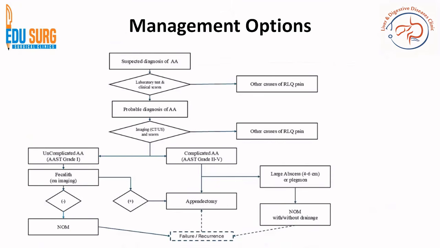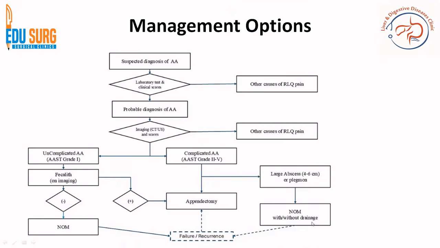Now coming to management options, once you have a diagnosis of acute appendicitis, like I said, uncomplicated appendicitis and no fecolith, this is the only group where you can do non-operative management. For all other cases, other than the lump, so lump is not something that you manage with immediate surgery, all other cases need an appendicectomy. Even in uncomplicated appendicitis with a fecolith, appendicectomy is the treatment of choice.